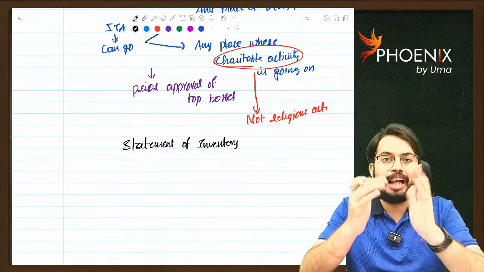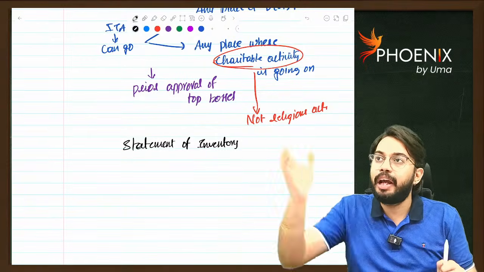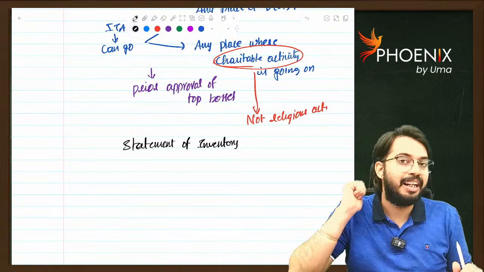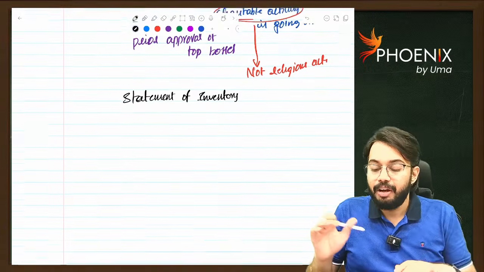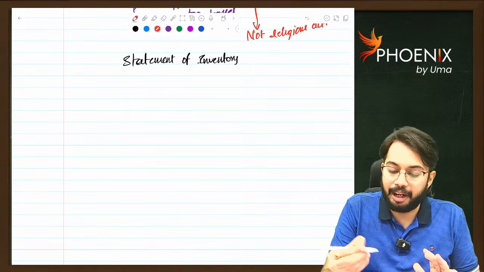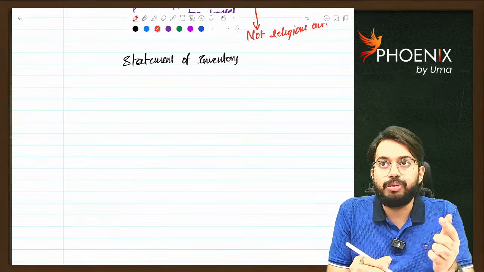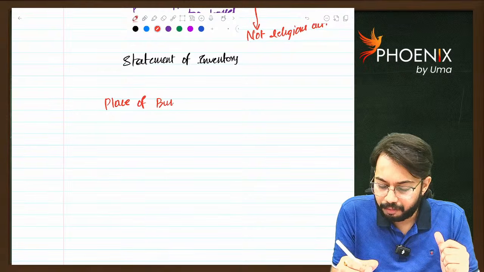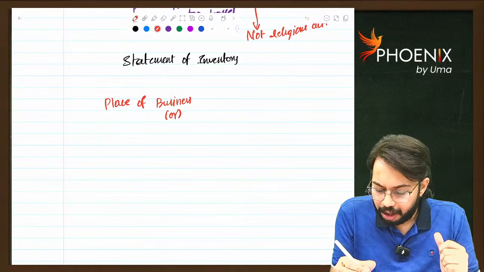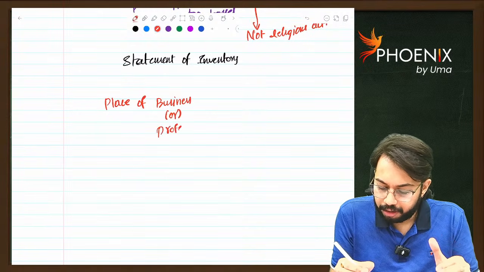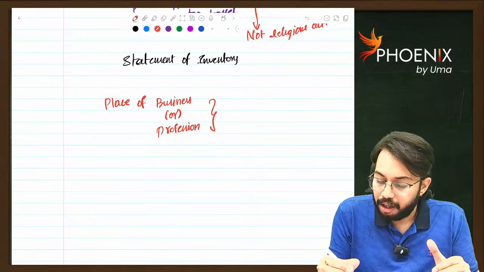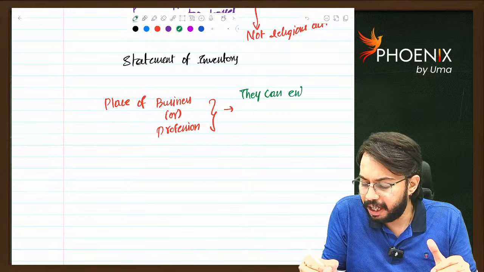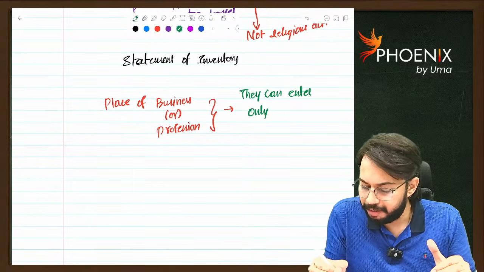Now I am teaching class to you, time is 8:20. Now can they come and do survey in my place? Is there any time limit? Yes, there is a time limit to do the survey. What is the time limit to do the survey? If they want to do survey at a place of business or profession, then they can enter only during business hours. They can enter only during business hours.